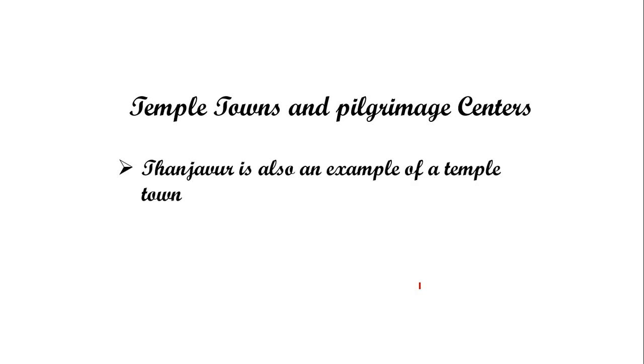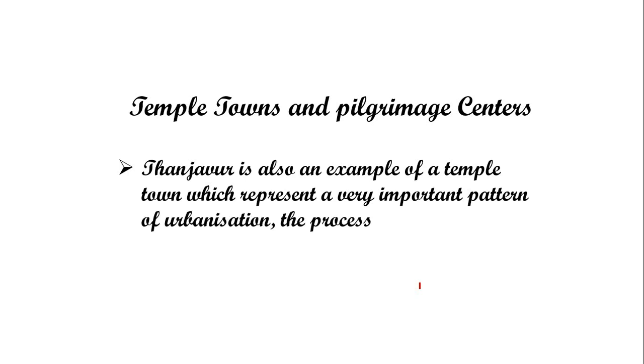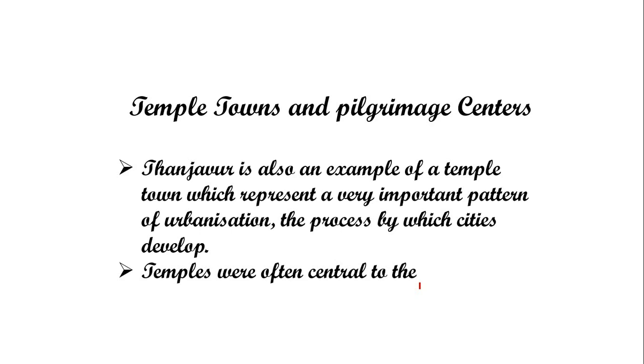Now, temple towns and pilgrimage centers. Thanjavur is also an example of a temple town, which represents a very important pattern of urbanization, the process by which cities develop. As I told you about the features of Thanjavur, it was an administrative center and it was a temple town also. So which temple was found in Thanjavur? The Rajarajeshwara temple. Temples were often central to the economy and society. How were they the center of the economy and society?